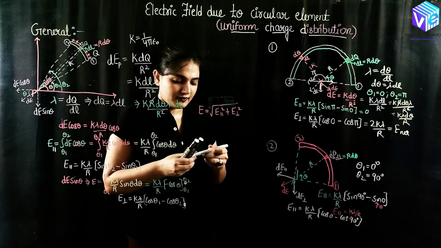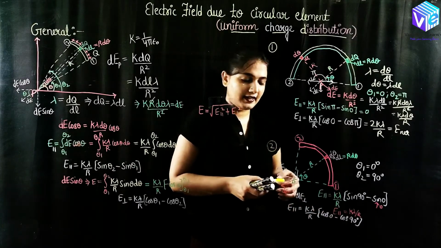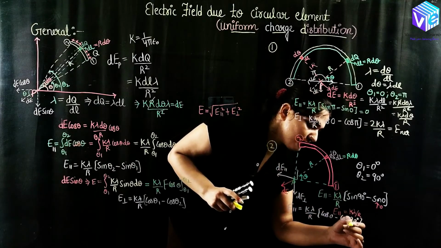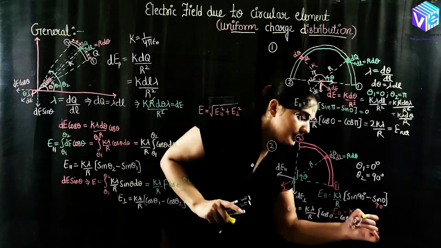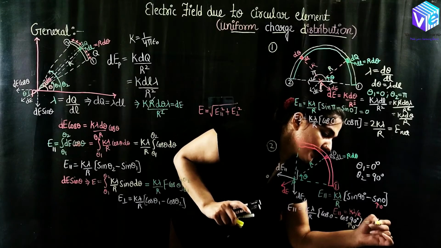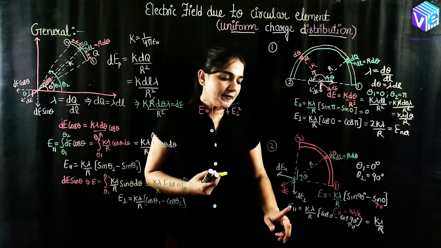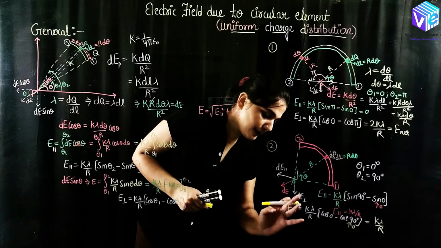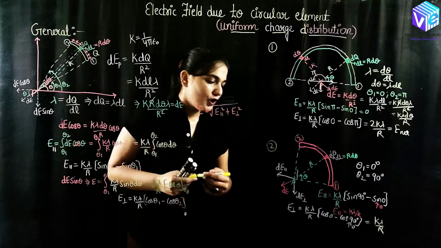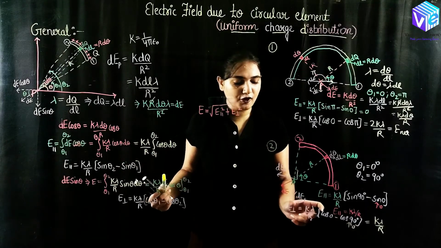E perpendicular will be k lambda upon r into cos of 0 minus cos of 90. Here I know cos of 90 is 0. So here cos of 0 is 1. So this is also k lambda upon r. Now this is my parallel component, this is my perpendicular component. This is my perpendicular component actually. Okay, and this is my parallel component. So I have found out both of them.